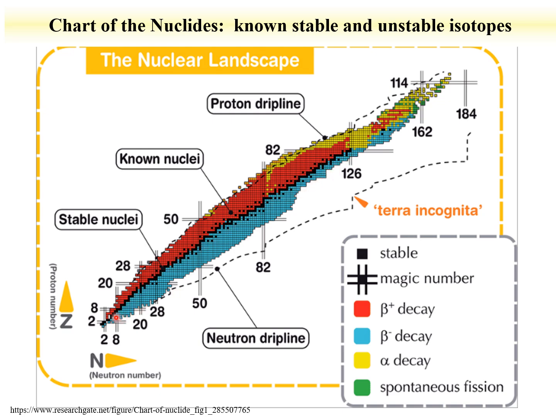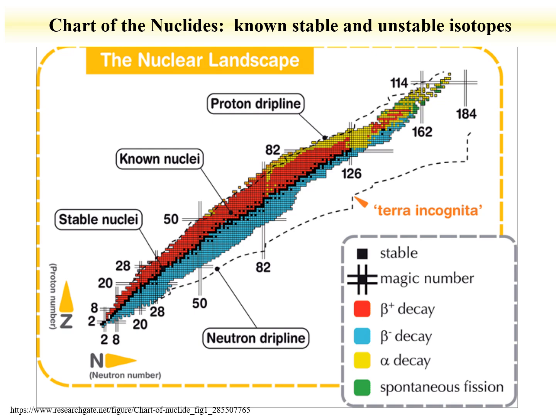The positron emitters, shown here in red, are neutron deficient. As you see, their neutron numbers would be less than those of the stable isotopes, whereas beta minus emitters, shown in blue, have neutron numbers that are greater than the stable isotopes for a given element.